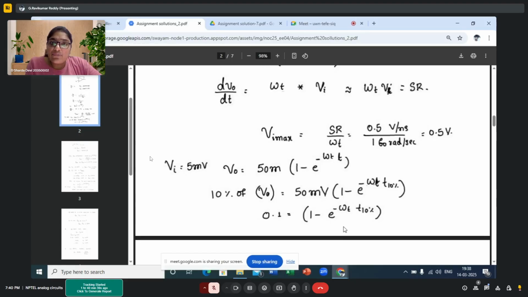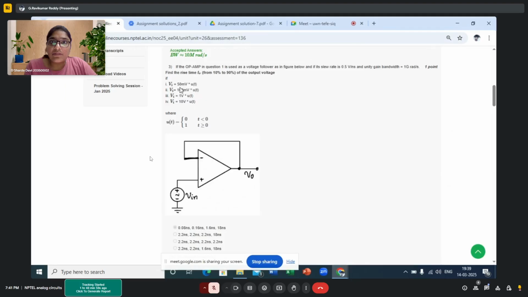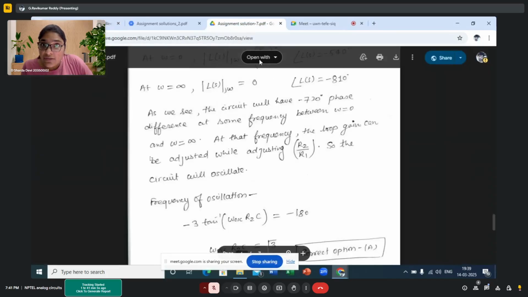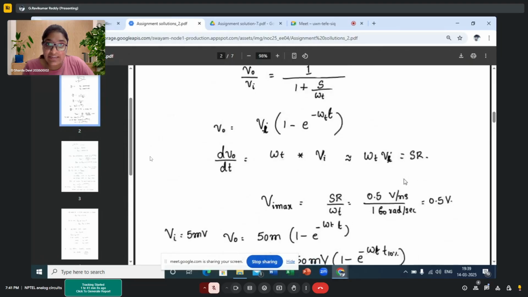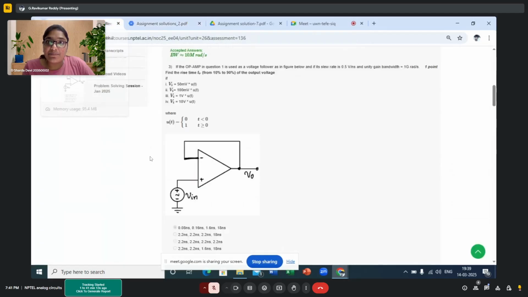Okay, so see, Vi was 5 millivolts. V out is written 50 millivolts into (1 minus e to the power minus the value), right? The maximum, yes, they have given Vi as 50 millivolts only. If you see this problem, first one is 50 millivolts. There is no 5 millivolts, madam. Okay, so Vi was 50 millivolts. Can you show me once again? See here, ma'am. They have given the Vi as 50 millivolts. First one, second one 100 millivolts, and third one 1 volt.